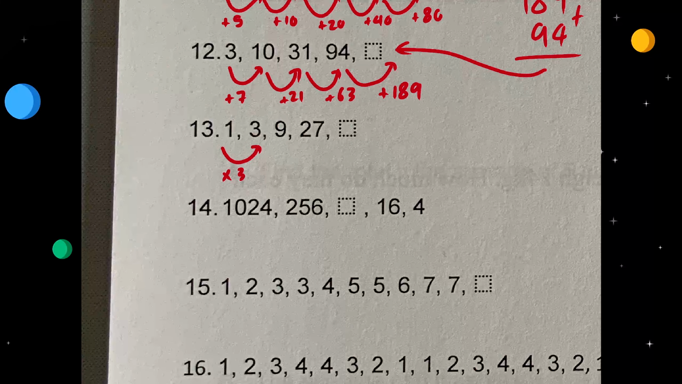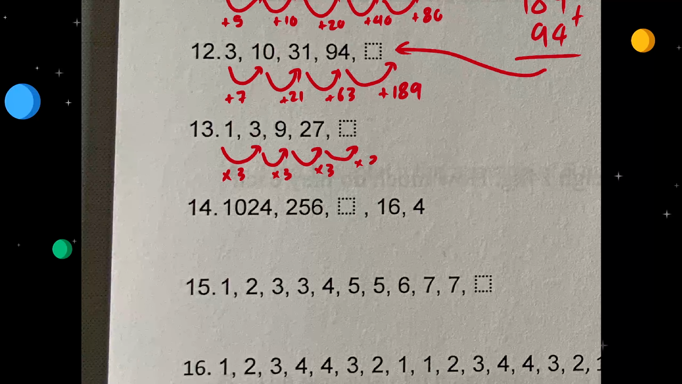Next one is you've got, let's see, 1, 2, 3, 4. And then 4, 3, 2, 1. And then 1, 2, 3, 4, 4, 3, 2, 1. So what's the next number? What do you think?